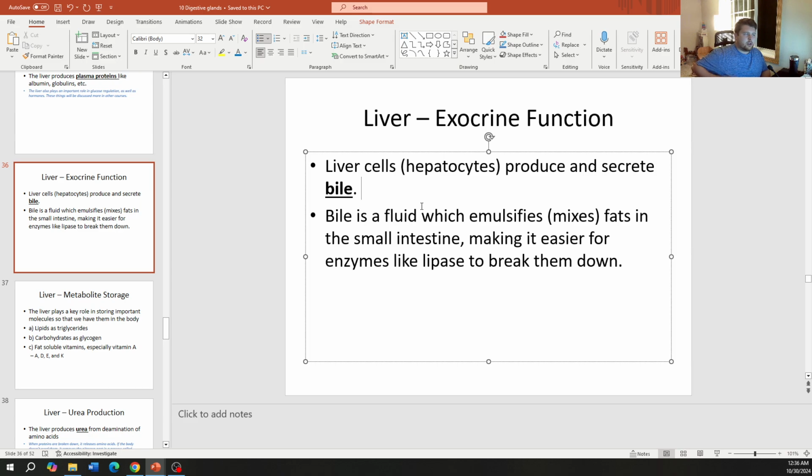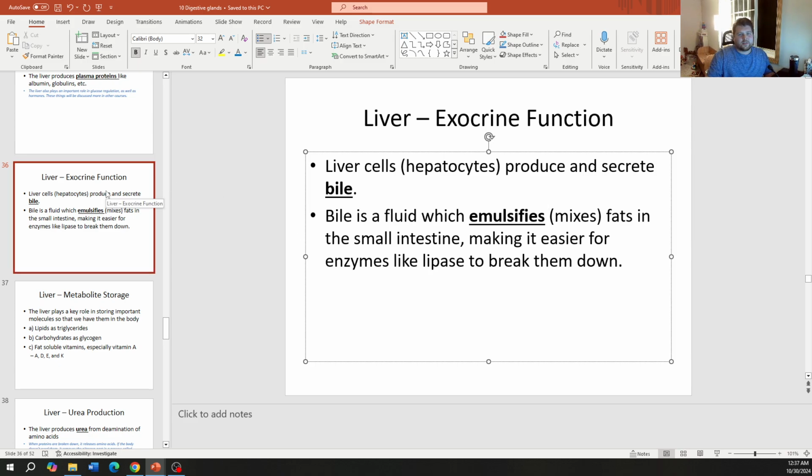And when it goes into the intestines, its job is to emulsify fats. Kind of what that means: emulsification is kind of like mixing, where it mixes with the fat and teases and separates the fat molecules away from each other to allow for enzymes to come in and do their thing, in order for the lipase enzyme to break down the fat.